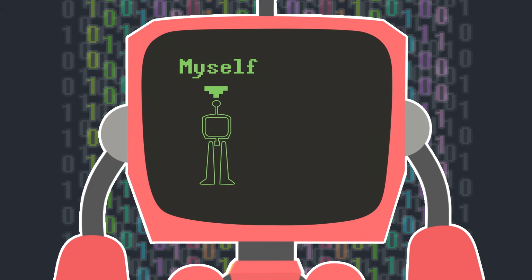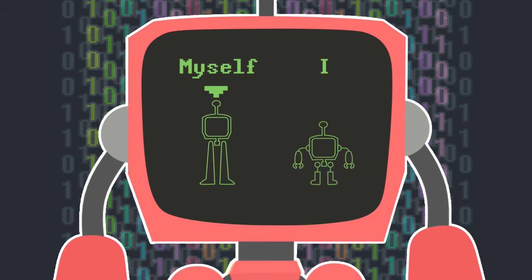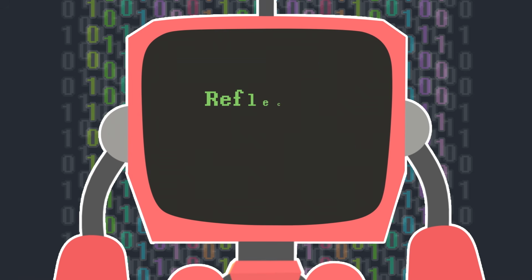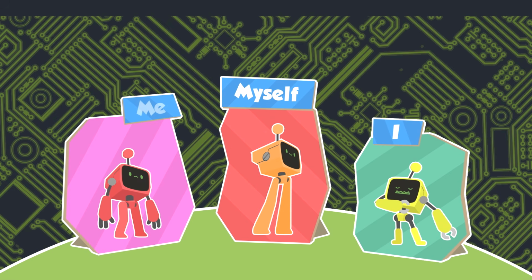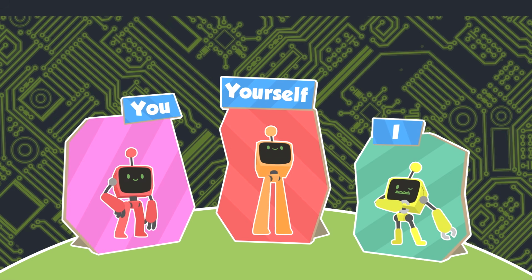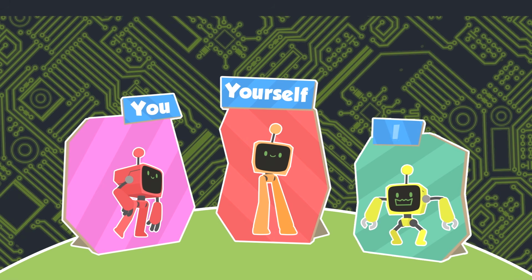To check if myself belongs in a sentence, simply ensure that there's also an I that it's reflecting or intensifying. So that's me, myself, and I, ever ready to represent you, yourself, and you.